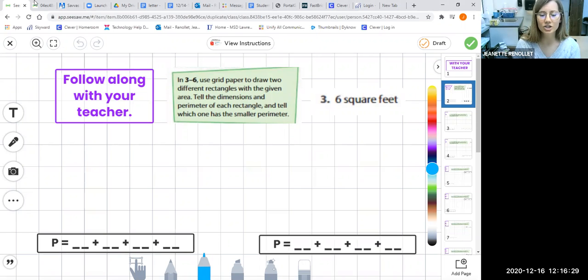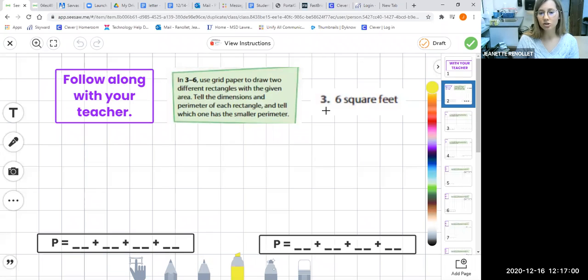The directions say to use grid paper, that means paper with lines like what you see, to draw 2 different rectangles with the given area. Tell the dimensions and the perimeter of each rectangle, and tell which one has the smaller perimeter. That's a lot of directions, so we're going to do this together. Whatever I do, you are going to do on your slide too.